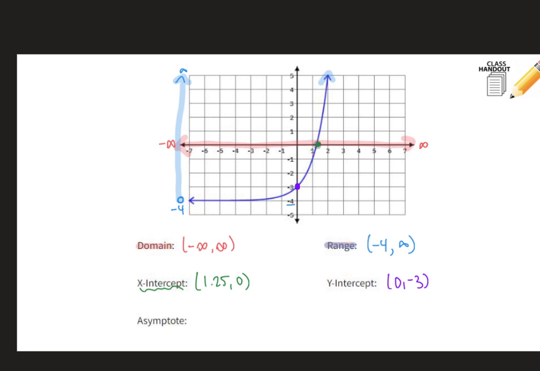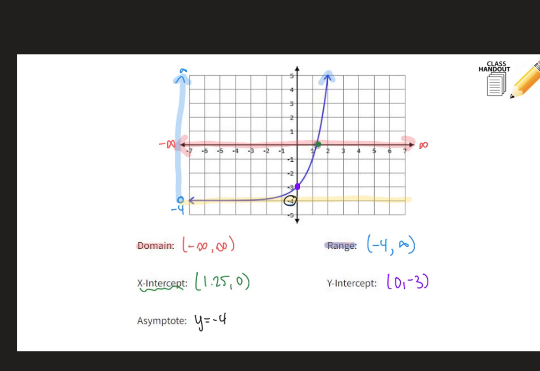Okay, and then last thing, we're going to look for our asymptote. Our asymptote is the line where our graph gets really close to but never touches. That's actually going to be at the bottom of my range. So my horizontal asymptote is at this y value. We're going to write it as y equals -4.